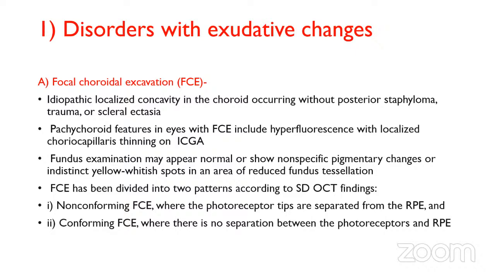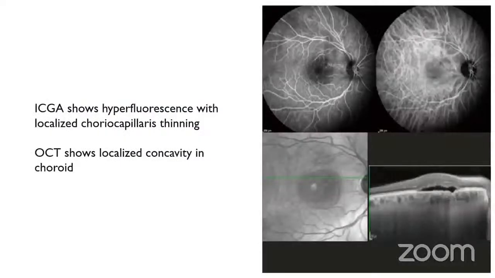And FCE can be divided into two patterns based on spectral domain OCT findings. It can be either non-conforming or conforming. Non-conforming is that photoreceptor tips are separated from the RPE, and in conforming there is no separation between the photoreceptors and RPE. So this is the picture of focal choroidal excavation. The ICG shows hyperfluorescence with localized choriocapillaris thinning, and OCT shows localized concavity in the choroid. Just underneath the neurosensory detachment, we can see a localized excavation in the choroid.